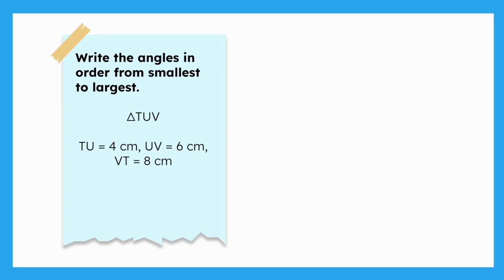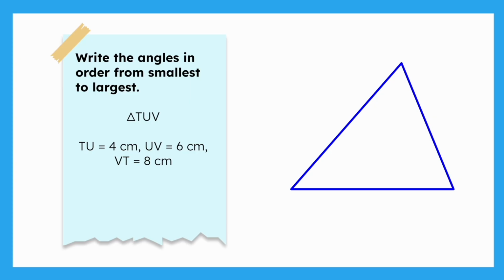First, we know it's a triangle, so let's sketch one. It's okay if the side lengths aren't exactly to scale. We're just making a rough sketch so we can visualize this information. Next, this triangle is called triangle TUV, so I know that the 3 vertices are T, U, and V. Now that we have a triangle, let's label it with information we have. Side TU is 4 centimeters, side UV is 6 centimeters, and side VT is 8 centimeters. Great! Now we have a visual to help us.